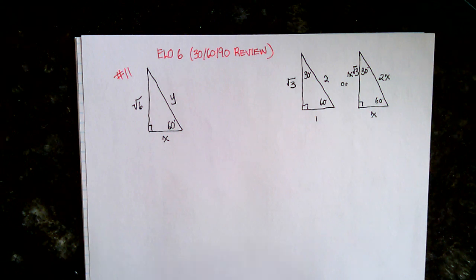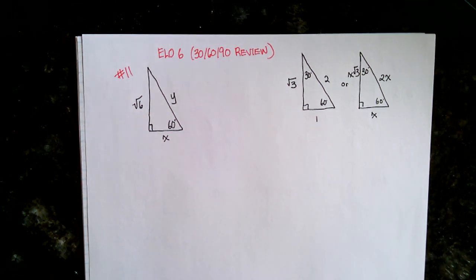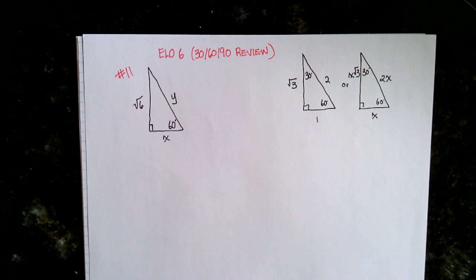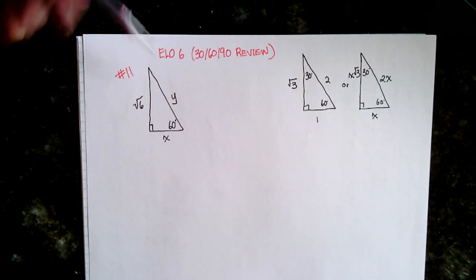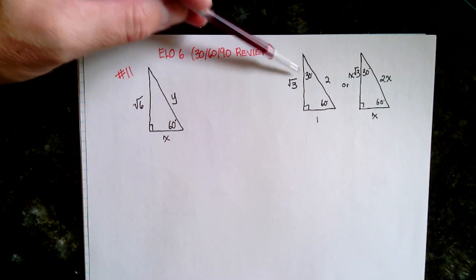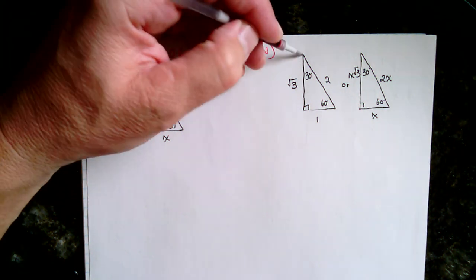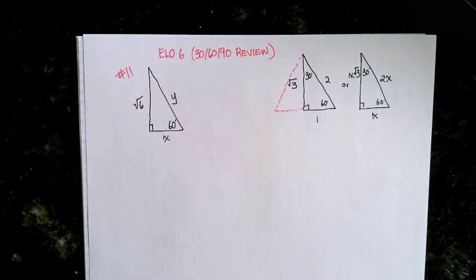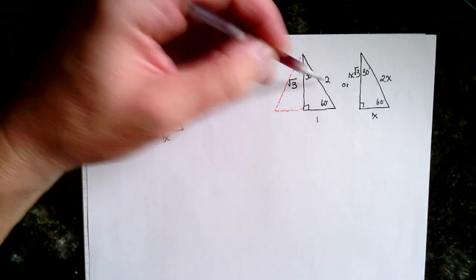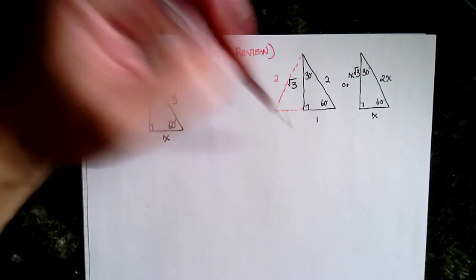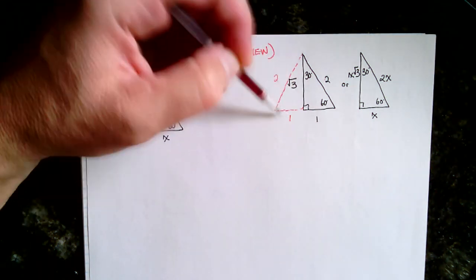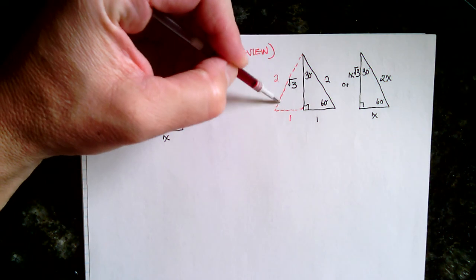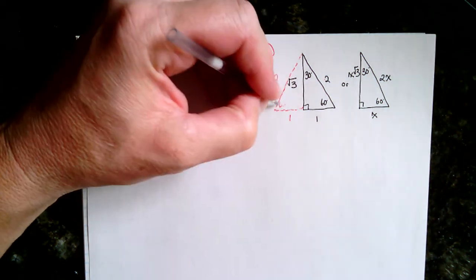Okay, here we go. Yellow 6, 30, 60, 90 triangle review. Second page, number 11. Quick review with your 30, 60, 90s. Remember, a 30, 60, 90 triangle is basically half of an equilateral triangle. So if this side out here is 2, this would be 1, making this whole side 2. All these angles are 60 degrees.